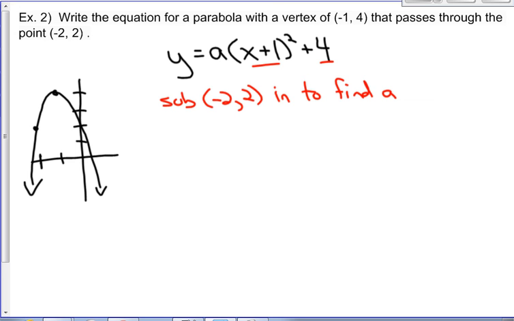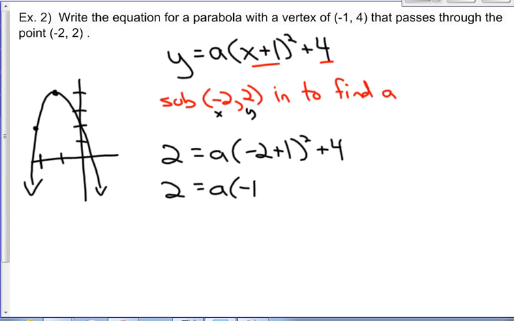Let's do that. So this is going to be an x value. This will be a y value. So 2 equals a times (negative 2 plus 1) squared plus 4. This allows us to find a. A times negative 1 squared plus 4. Please don't go to your calculator to do negative 1 squared. That's just 1, so we get a is negative 2. And that makes sense. It does look like it opens down, and it should.